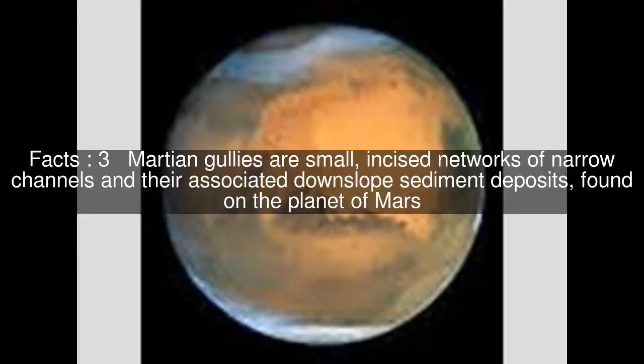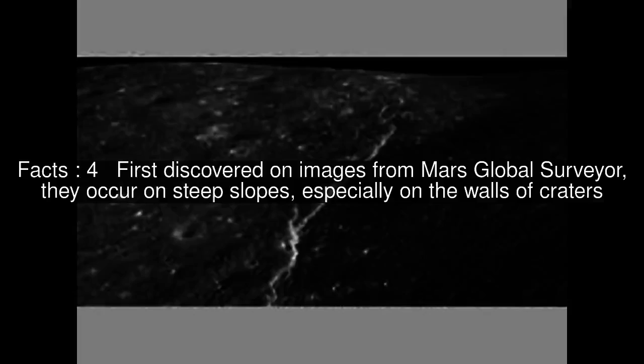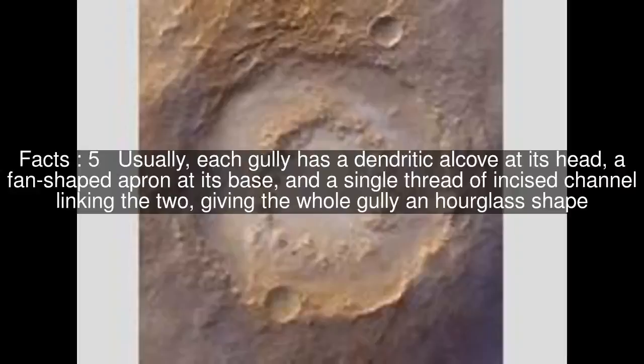Martian gullies are small, incised networks of narrow channels and their associated downslope sediment deposits, found on the planet of Mars. First discovered on images from Mars Global Surveyor, they occur on steep slopes, especially on the walls of craters. Usually, each gully has a dendritic alcove at its head, a fan-shaped apron at its base, and a single thread of incised channel linking the two, giving the whole gully an hourglass shape.